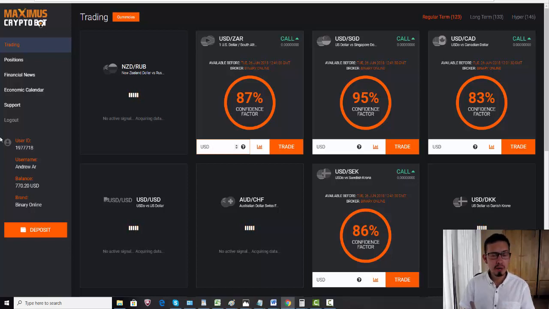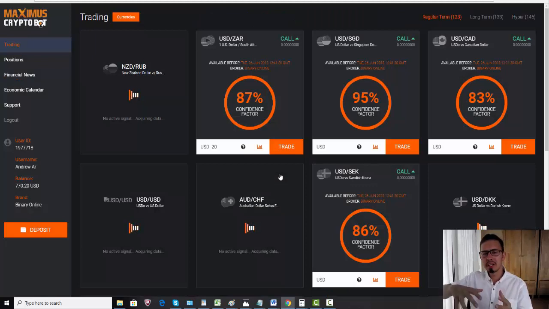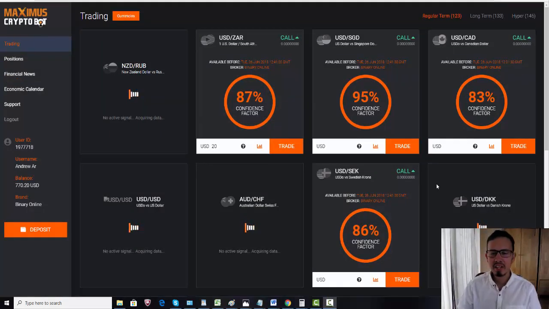The minimum will depend on your assigned broker. For example, I think my broker's minimum is $20 or $25 per trade. So I would simply click on 20, and here I would click on trade. As you can see, the action is completed, and this means that this trade is automatically being placed on my broker's platform. But again, there are a high number of signals being provided by Maximus-Cryptobot.